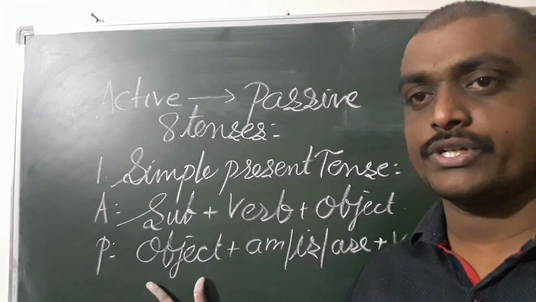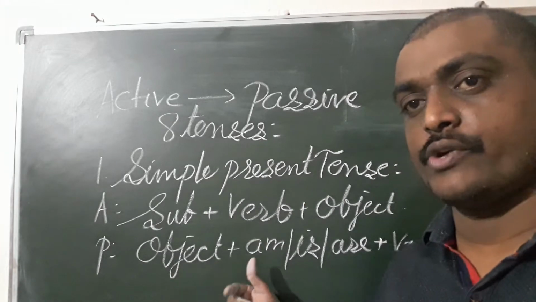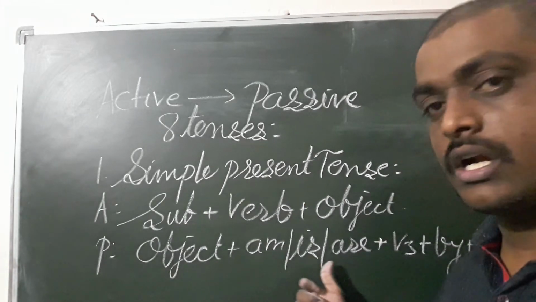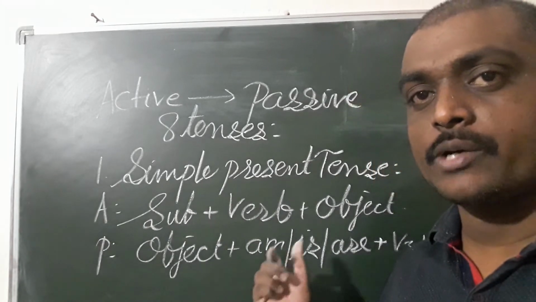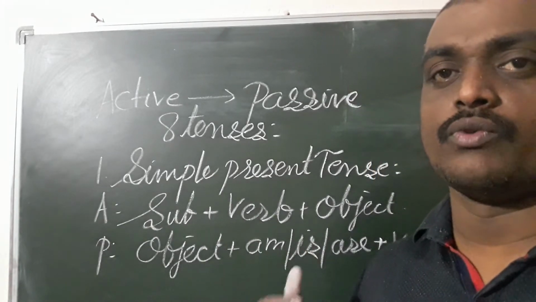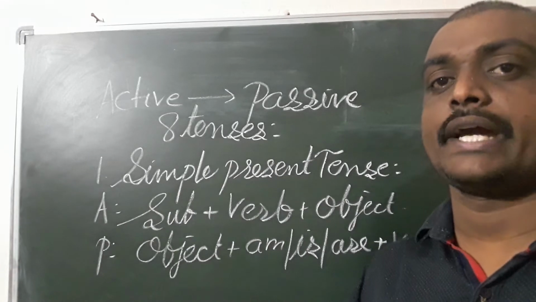We have to keep that object here. After taking this object, then you have to take this am, is, are as a helping verb. It requires helping verbs. This am, is, are means these are the to-be forms of a verb. To-be form is what? It is one kind of verb.